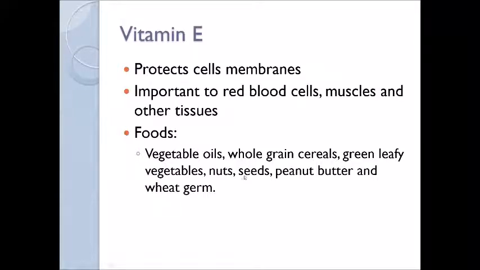Some of the foods that you find vitamin E in: you have vegetable oils, you have whole grain cereals such as rice, oatmeal, different stuff like that. Those are good examples. You have green leafy vegetables, nuts, seeds, peanut butter. Peanut butter comes from nuts, so that's a good source of vitamin E. And also, peanuts have a lot of fats inside of them. And remember we said earlier that vegetable oils are going to have vitamin E inside of them.